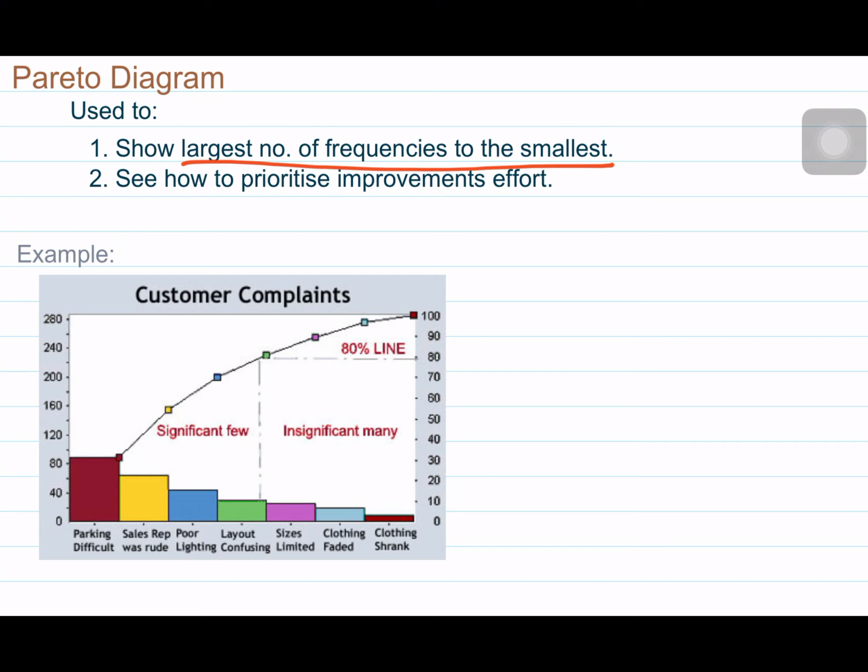The most significant problems stand out and can be targeted first. So we can prioritize the improvement effort. We can find out which ones we have to pay more attention to, and then we have to put more attention on it.